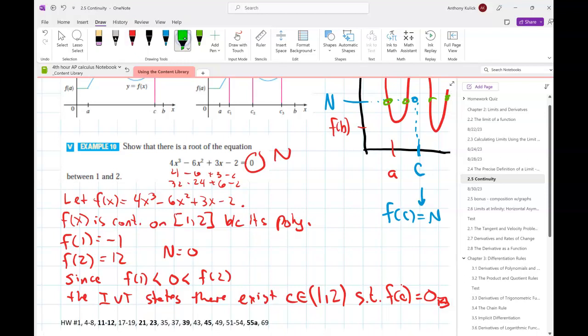So for the setup, I had to show continuity, boom, got it, and show there are two y's on that interval where the desired y is in between them. That's it. Did it. Now I apply the intermediate value theorem and it returns the desired result. Such that, sorry.